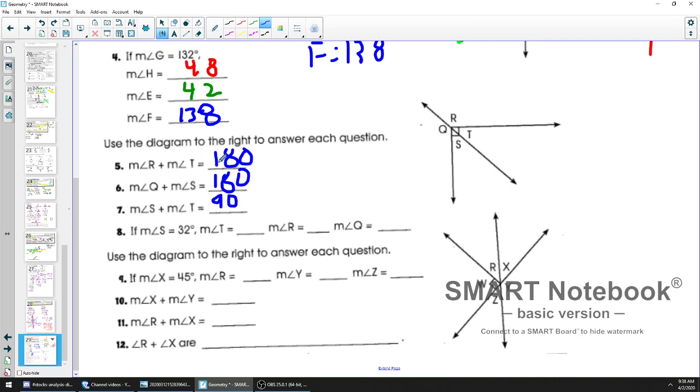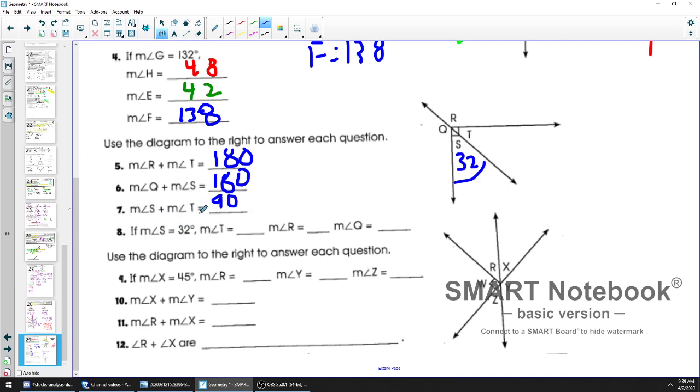The next problem says this: if S equals 32, what is T, R, and Q? So we have to figure out the rest. But if you look over here, it kind of helped you out. We know S equals 32. So what other equation can I replace my S with 32? If you look here, I have two equations I can use. Oh, and I can figure out Q and T. But let's figure out this one first.